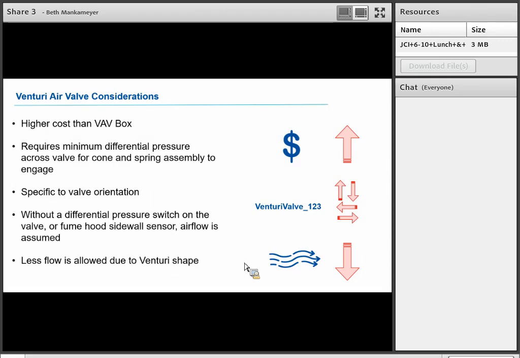The other thing about Venturi valves is that they are specific to valve orientation. So the part number is going to say, okay, are you installing this horizontally? Are you installing this vertically?